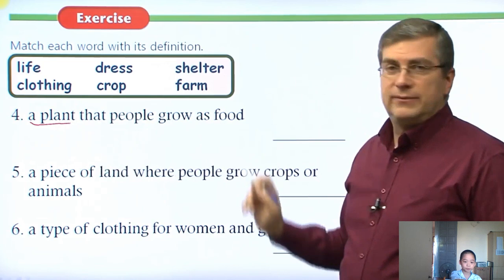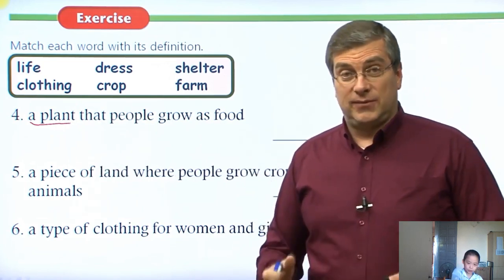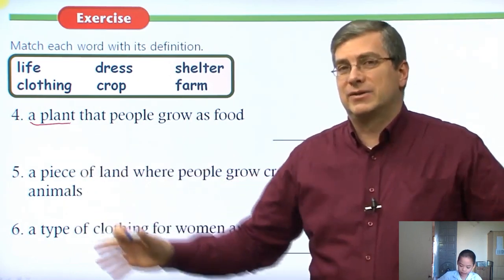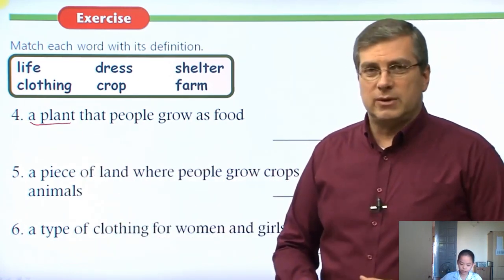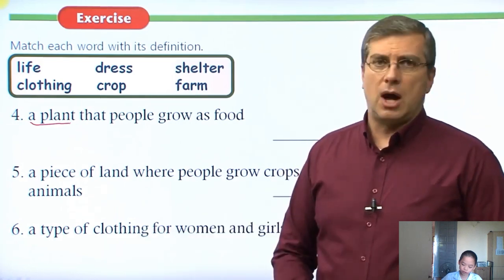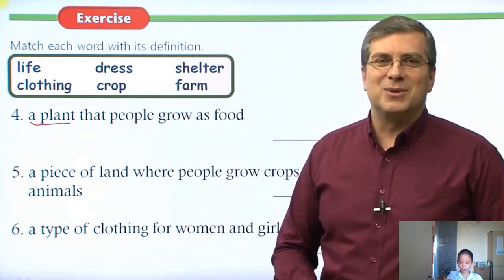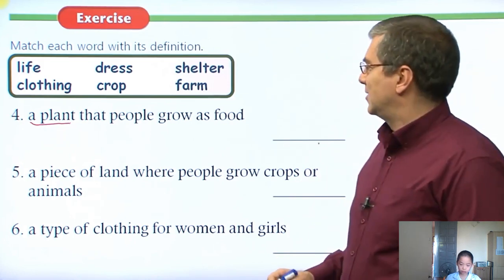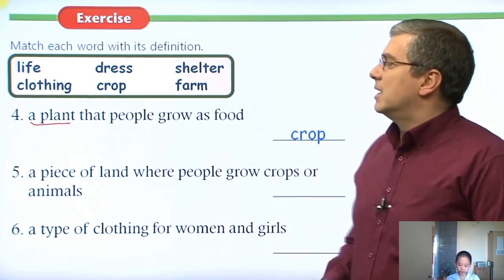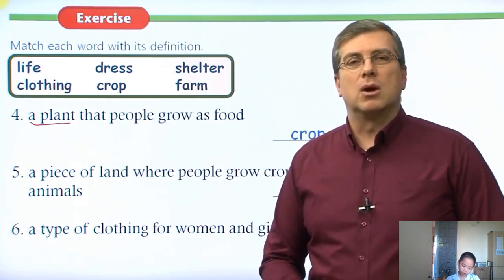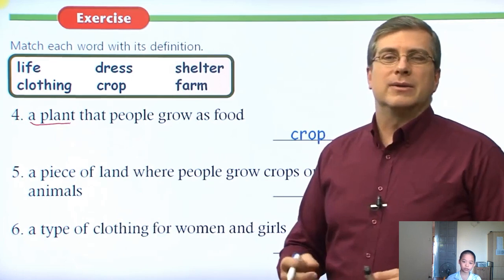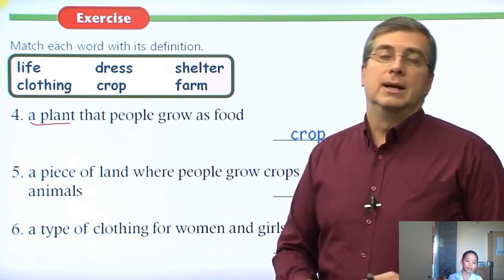Let's go to four. A plant that people grow as food. So a plant that is grown as food. It's not grown naturally. It's not grown in the forest. It's grown as food. So what is that? That is crops. A crop is a plant that people grow, and that plant is used for food. That is crop. Okay.